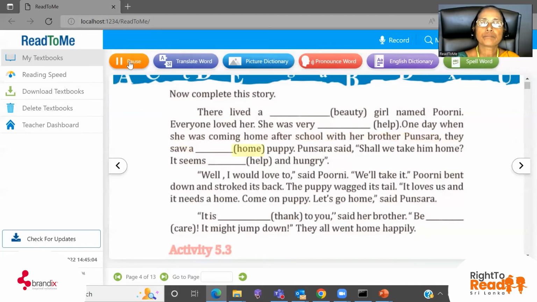They saw a puppy. The brother and Purni saw a puppy without a home. The puppy was there without a home. Then homeless. No, without. It gives the meaning less. Then they saw a homeless puppy. Homeless. Homeless puppy.